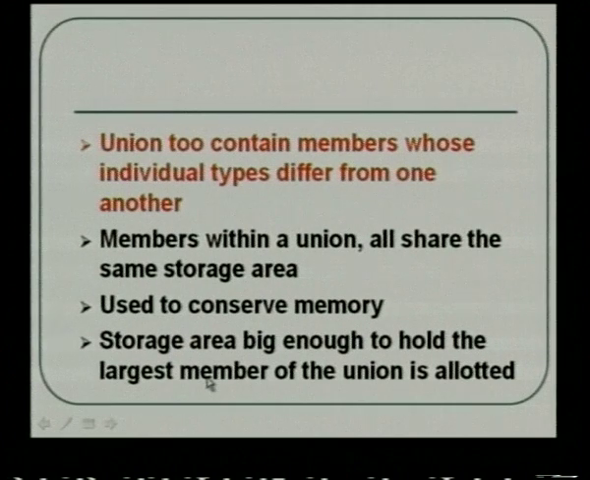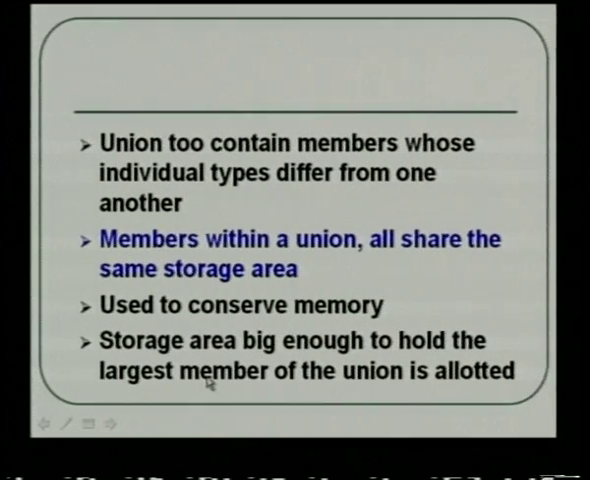Now, the union too contains members whose individual types differ from one another. So, it can have a number of variables of different data types. Members within a union all share the same storage area. Now, this is another difference between a structure and a union. In a structure, for each variable you will be allocating separate memory space. If you have integer, you allocate 2 bytes, float 4 bytes and so on. In the last session we had seen an example where for a particular declaration 36 bytes were allocated, but that is not the case for a union.